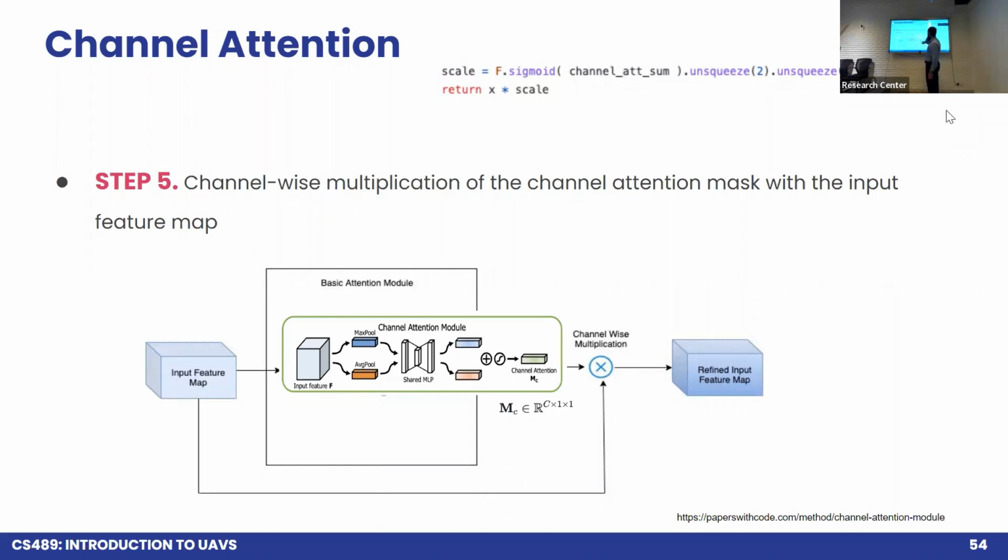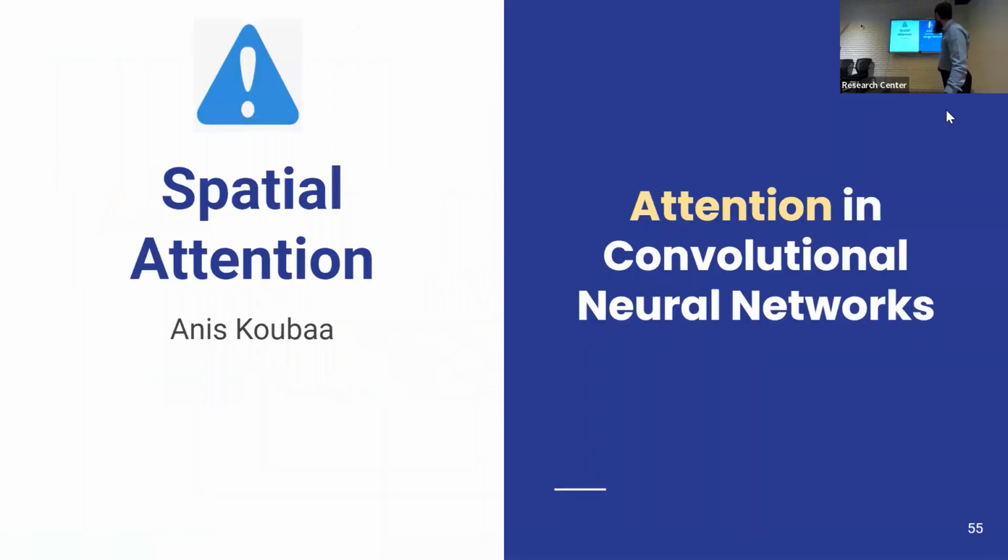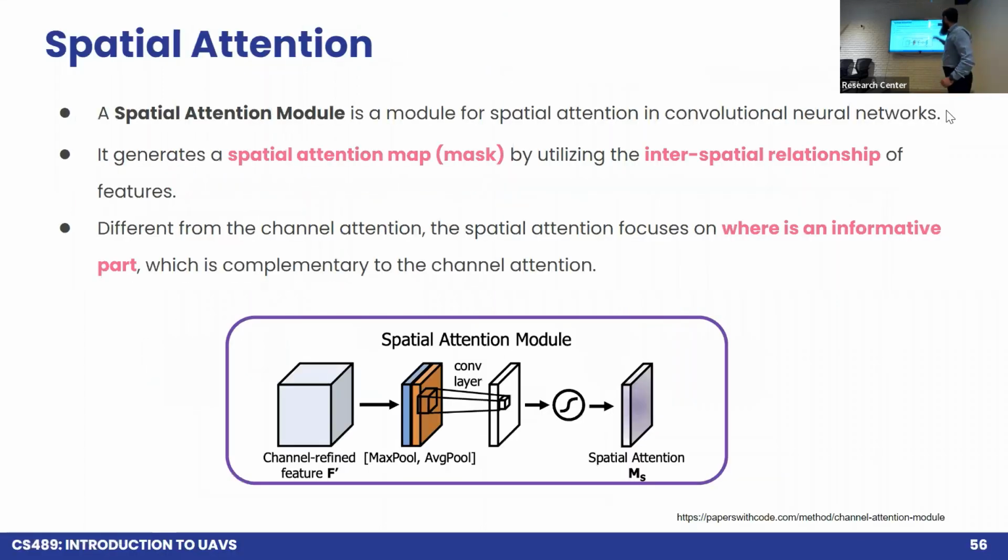So all this channel attention will later be multiplied element-wise with the original feature map, which will be the refined output. And this refined output will now undergo another spatial attention module. The spatial attention module tries to explore the inter-spatial relationship and where the information is located. So we try to find where the feature is located.